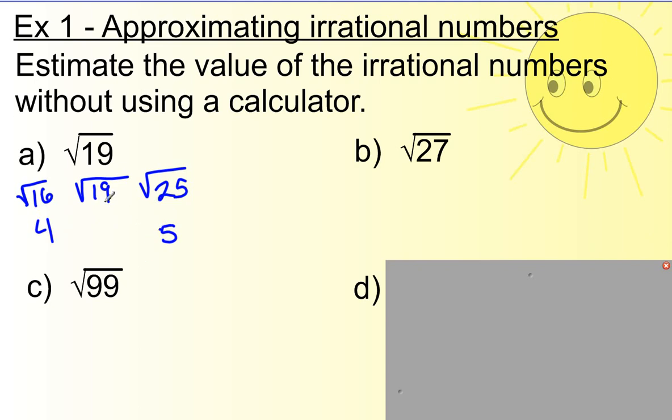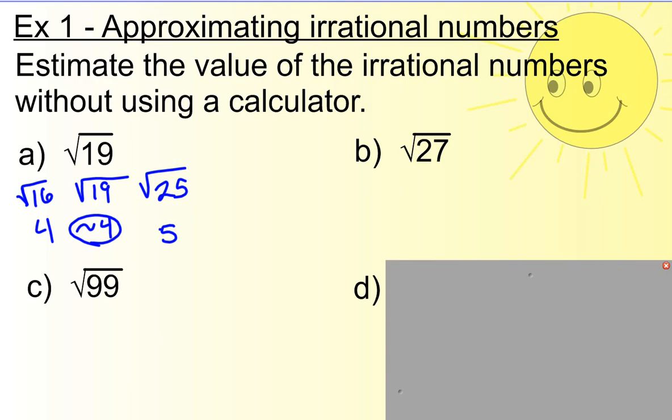Well, this is 3 numbers away. This is 6 numbers away. So I would say this 19 is closer to 4. So I'm going to say this is about 4. It's not equal to 4. It's about 4. It's approximately 4.